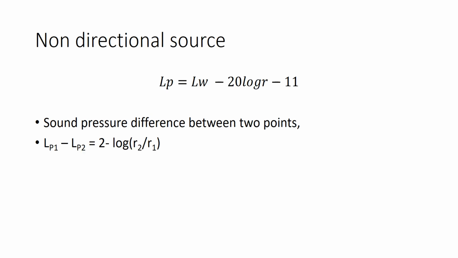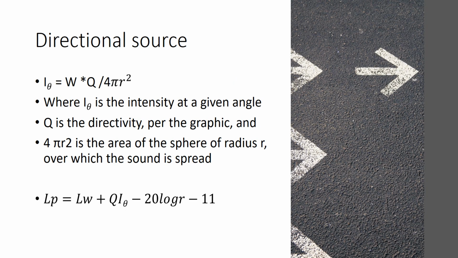Okay, two things. There are a few formulas which you can look into. One is the sound pressure difference between two points. You have two different points at different distances from the actual source, and to find that difference you can use this formula. Another one, which we have discussed already, is based on the directional source. It's similar to the sound intensity and wattage relationship. Only thing is we included the directivity part also.